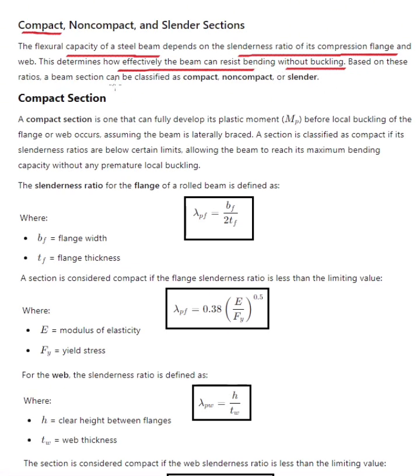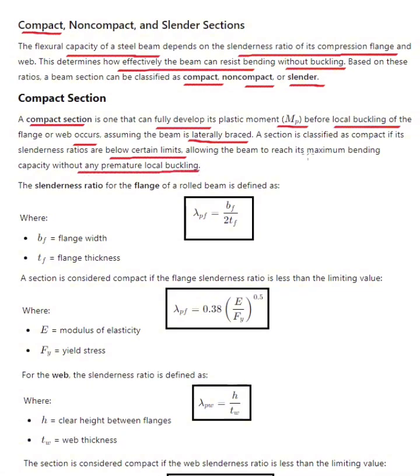So based on these ratios, the beam section can be classified as compact, non-compact, and slender. There are three types of classification for these beams. One, the compact section, is the one that can fully develop its plastic moment. If the beam is a compact section, then it can develop its full plastic moment before local buckling of the flange or web occurs. Assuming the beam is laterally braced, a section is classified as compact if its slenderness ratios are below certain limits, allowing the beam to reach its maximum bending capacity without any premature local buckling.